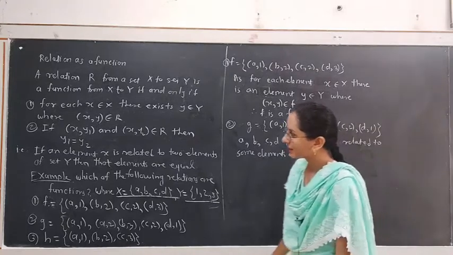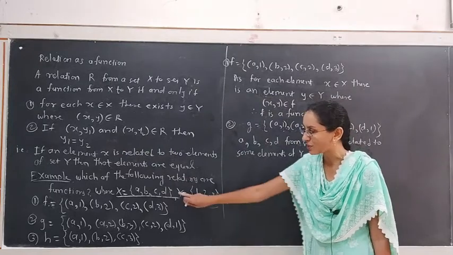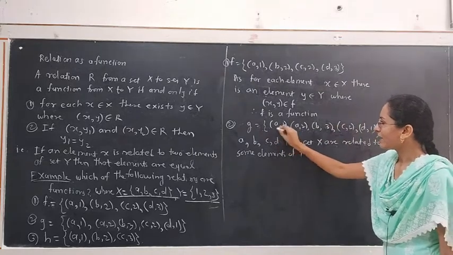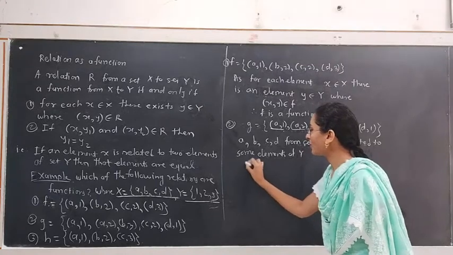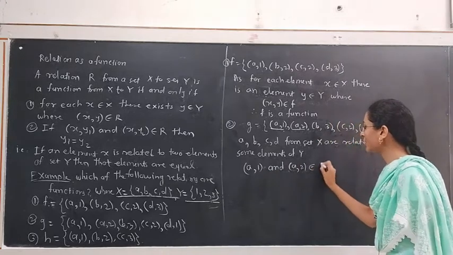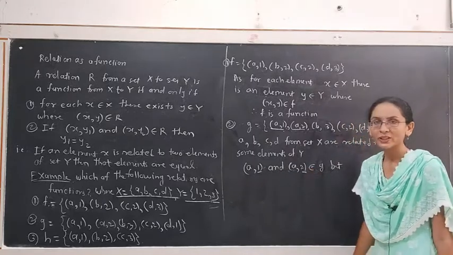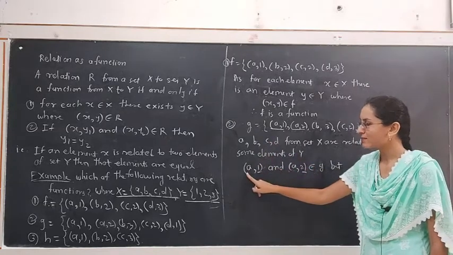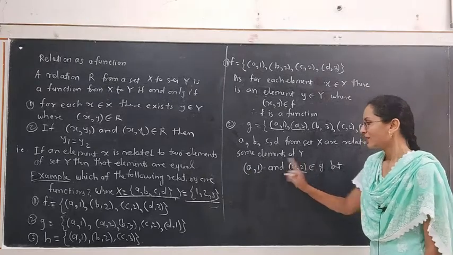What is the second point? If the ordered pairs (x,y1) and (x,y2) belong to the relation, it means an element from set X is related to two different elements. Here A is related to 1 and A is related to 2. The ordered pairs (A,1) and (A,2) belong to relation G, so A is related to element 1, and also A is related to element 2.